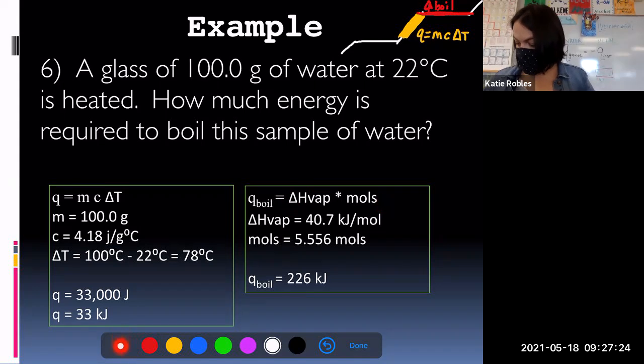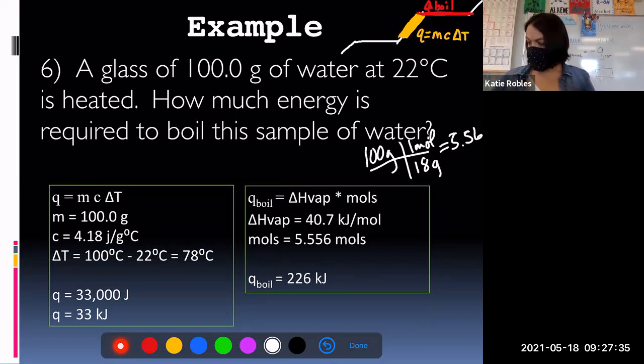So now I've got to do some converting again. I've got 100 grams of water. Water is 18 grams per 1 mole. So I need to find out that I've got about 5.56 moles of water. And I can plug it into this. This is from the chart. That's the heat of vaporization, 40.7 times the number of moles. That's how much energy it takes to boil it.